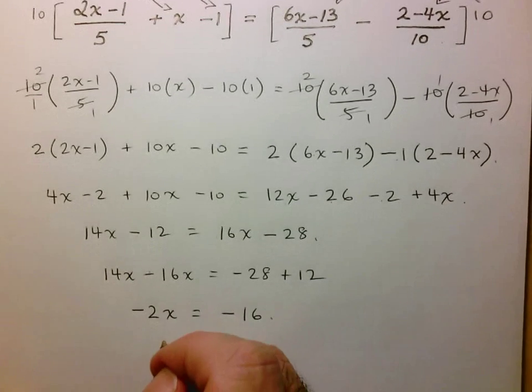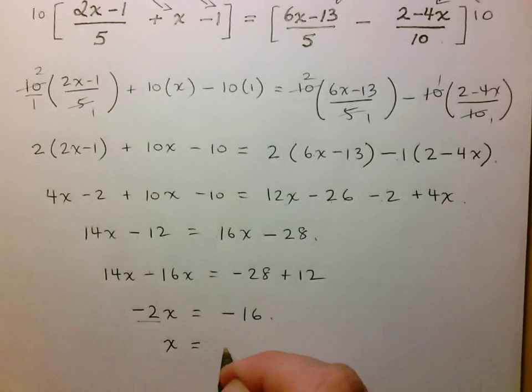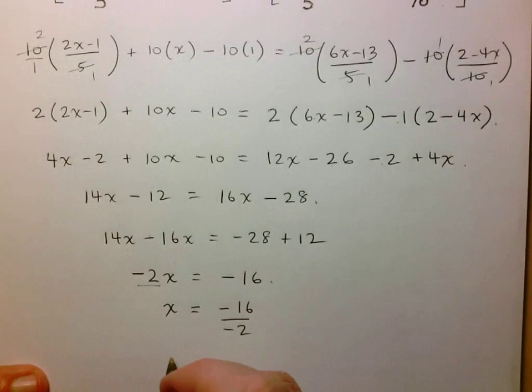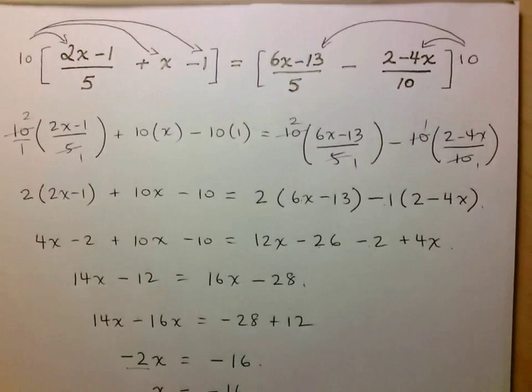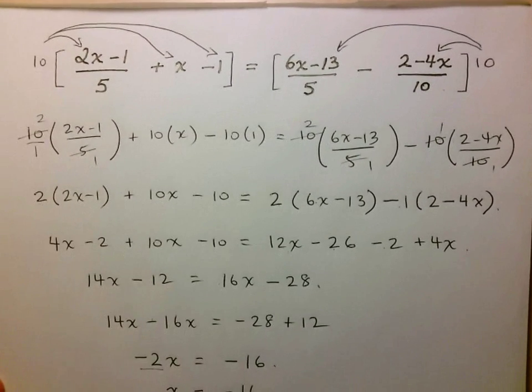Okay, so now 14 minus 16, negative 2x, and here negative 28 plus 12 becomes negative 16. And the last step is the opposite to multiplying by negative 2 is dividing by negative 2. So negative 16 divided by negative 2 leaves me with a final answer of x equals 8. Okay, so quite a few steps in this process here, but again, it's very algorithmic, meaning you just follow the steps pretty much identically in every type of question.